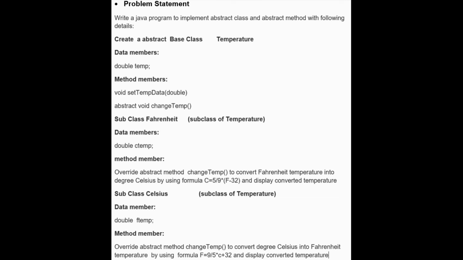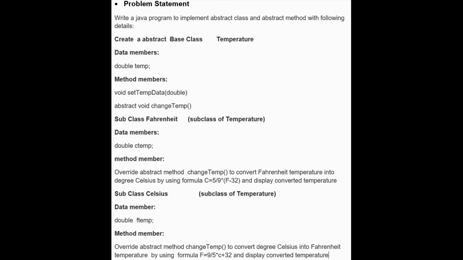Now here's the catch. Inside it, the method members say override abstract method changeTemp method to convert Fahrenheit temperature into degree Celsius by using formula C equals 5 by 9 into F minus 32, and display converted temperature.